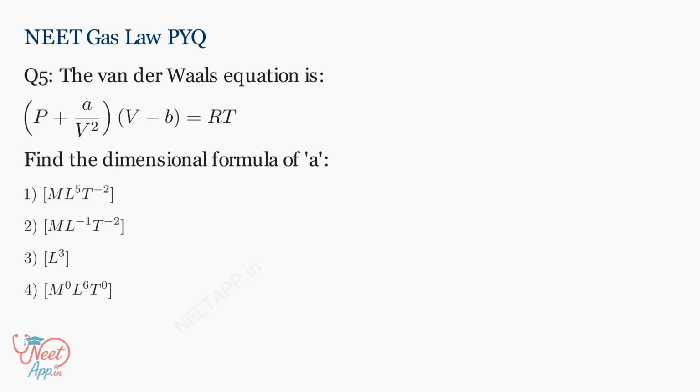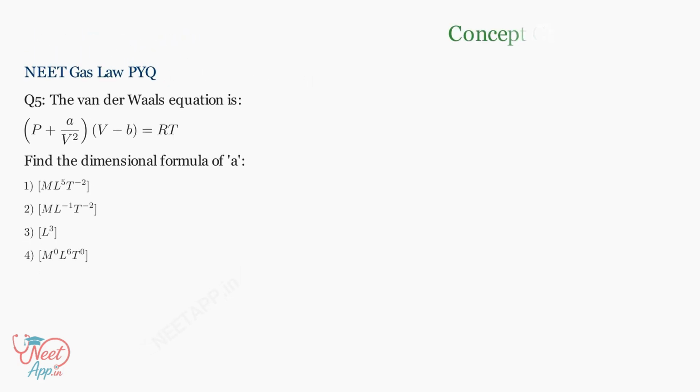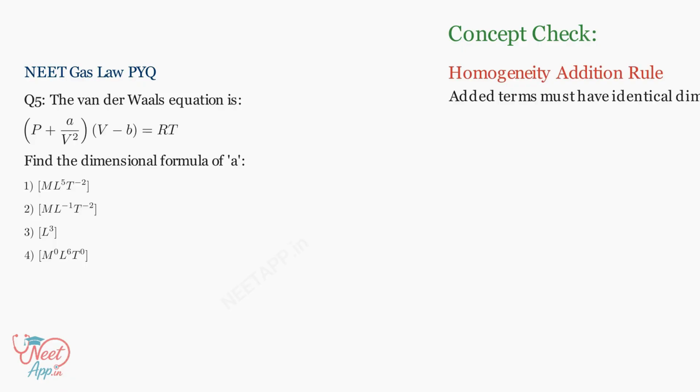Apply the homogeneity addition rule. Look closely at the first bracket. The term a over V squared is being added directly to pressure P. This is only mathematically allowed in physics if both terms share the exact same dimensions. So the dimension of pressure must exactly equal the dimension of a over V squared. Rearranging this, the dimension of a equals the dimension of pressure times the dimension of volume squared.